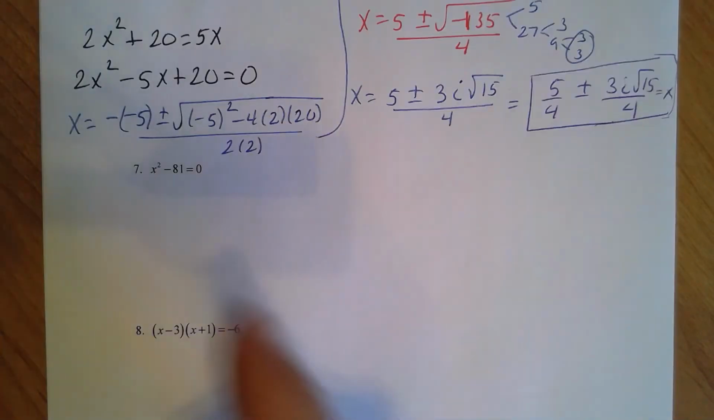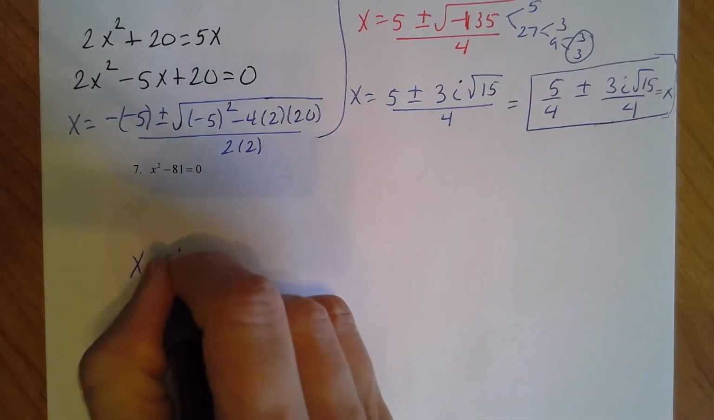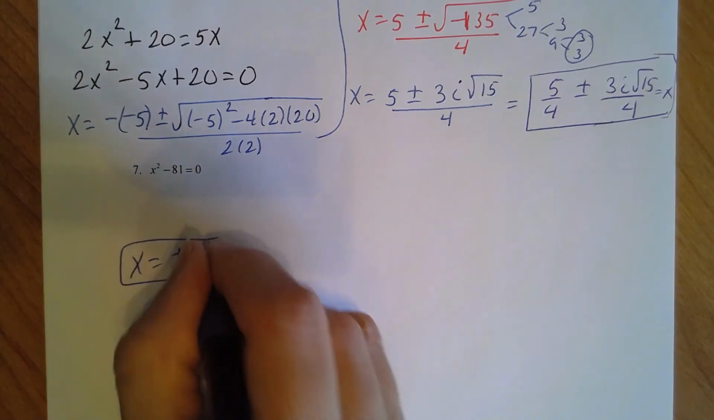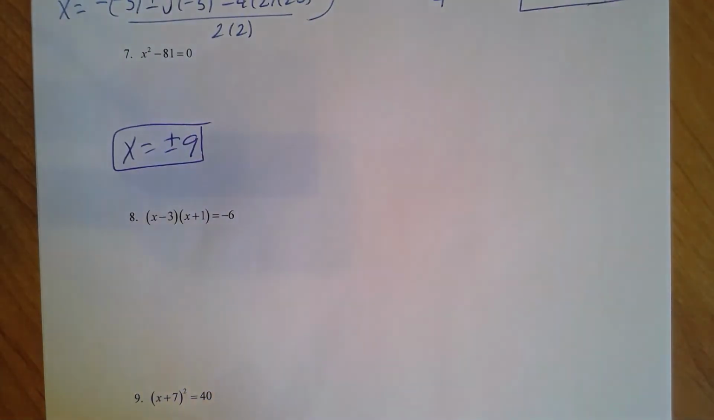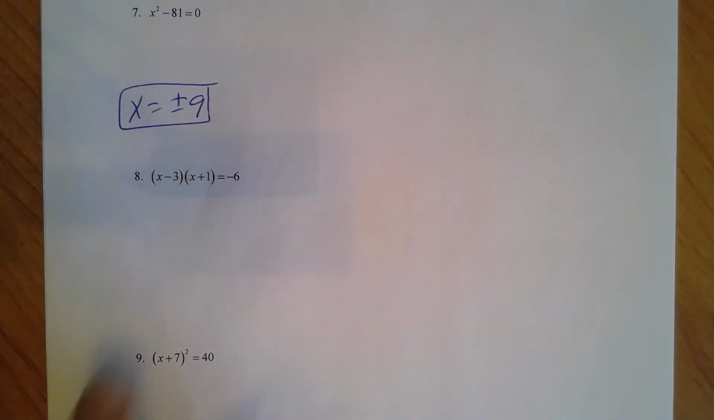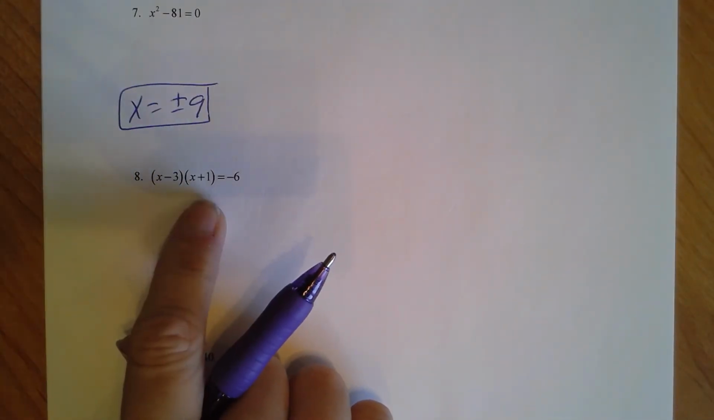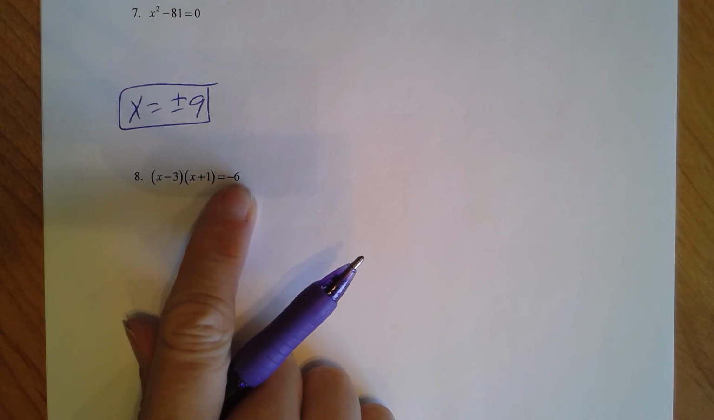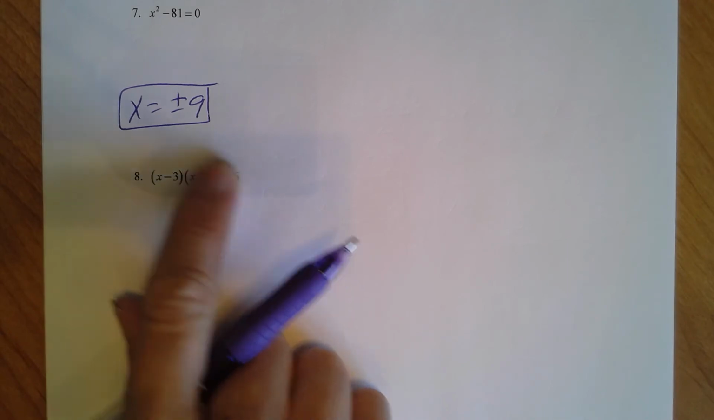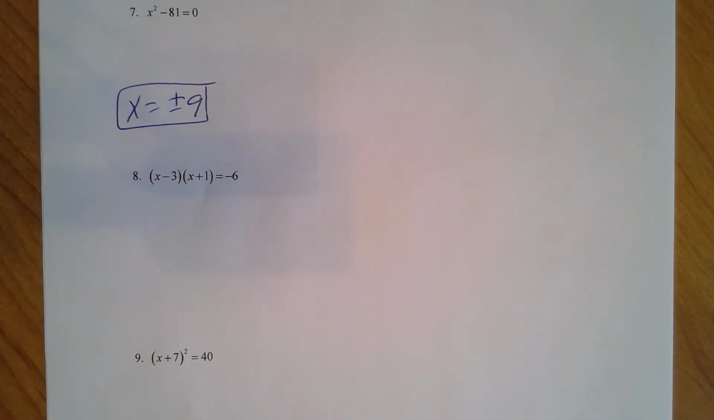So on number 7, I'm going to let you do whatever method you'd like. I would probably do the square root property, and you should get x equaling plus or minus 9. On number 8, well, it kind of looks like it's factored already, but it's not, because it would need to be equal to 0 if we're going to try and factor and solve. So this is not in a good form, so we need to multiply it out.